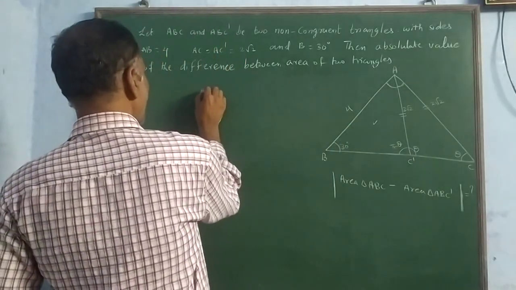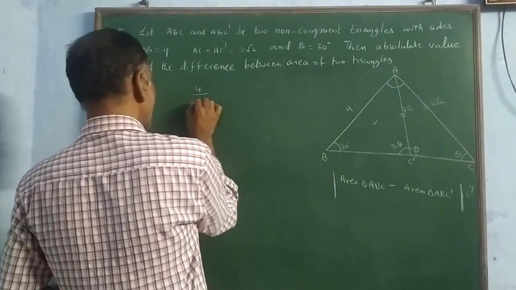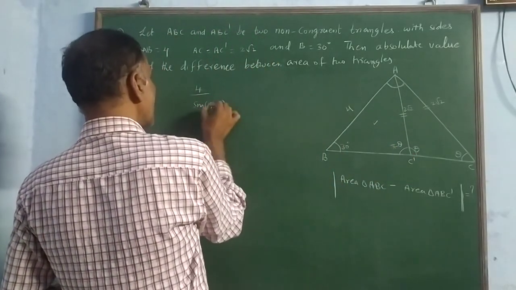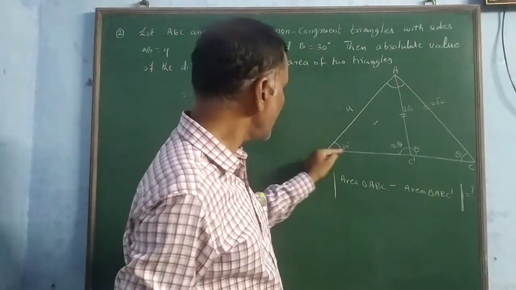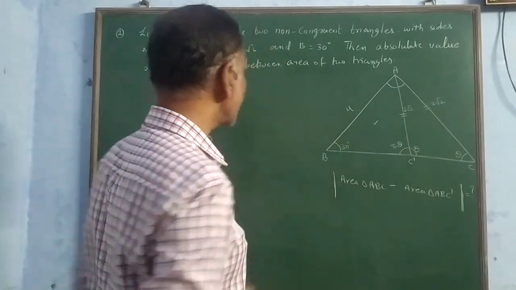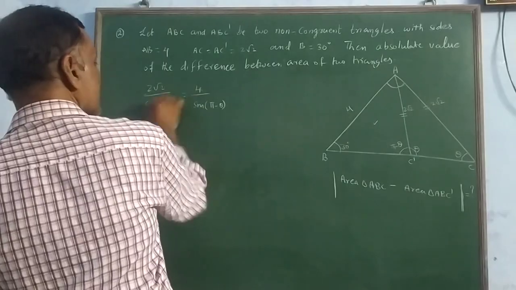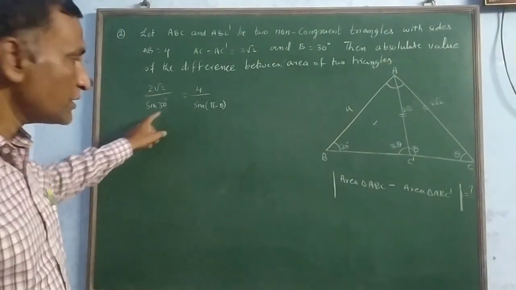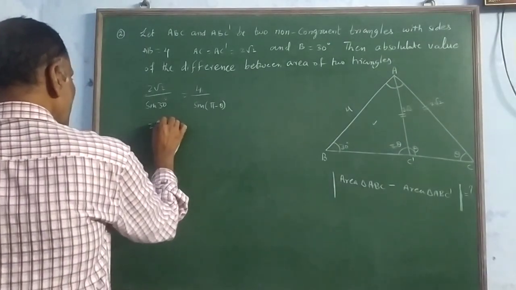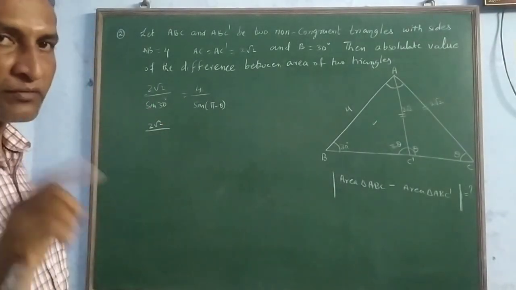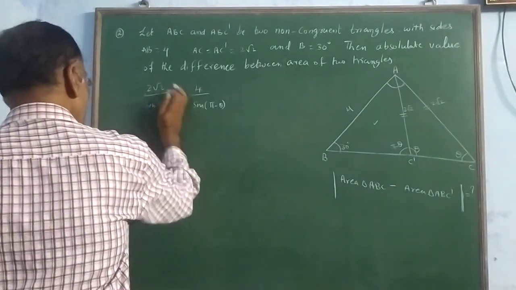Applying the sine rule: 4 by sine of pi minus theta equals 4 by sine of pi minus theta, here 2 root 2 by sin 30 degrees. It is clear now? This is the sine rule applied. 2 root 2 by sin 30 degrees, where sin 30 degrees is 1 by 2, and the reciprocal of 1 by 2 is 2. So here it is 4 root 2.